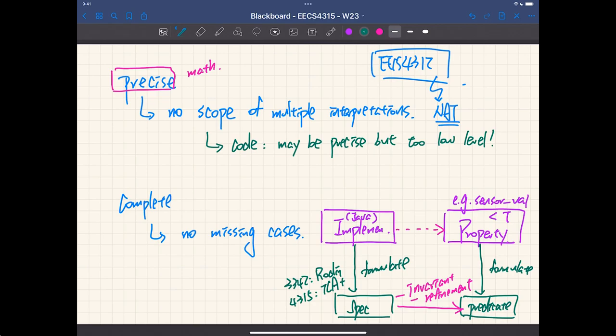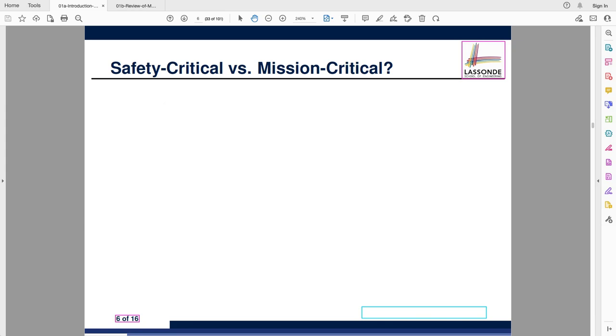Okay, so how do we accomplish these criteria? We're going to use four methods, and we'll get there in a moment. Let's now try to clarify your course learning outcome number one: what's really the difference between safety critical versus mission critical? It's really important to know. There will be a keyword called criticality level. I'll get there, don't worry.